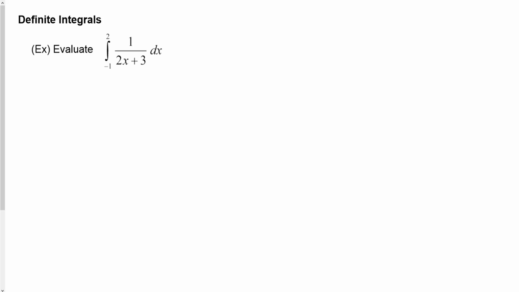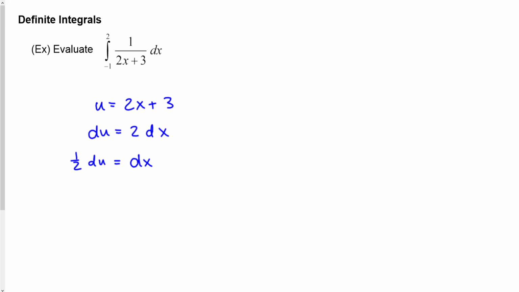That sort of helps me in the thinking process that that's the route that I need to go. So the denominator is 2x plus 3. Its derivative is 2 dx, or 1/2 du would be equal to dx.